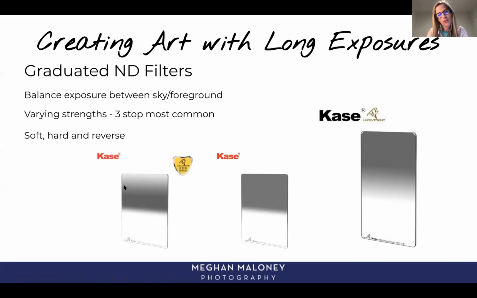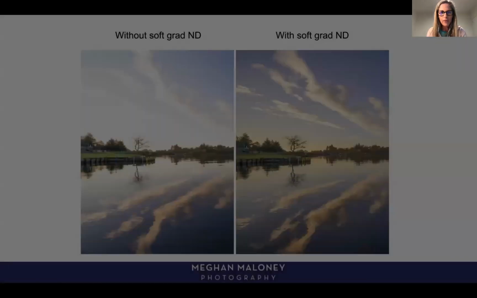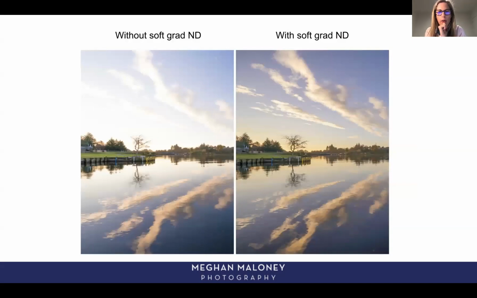And then a reverse grad, well, that basically to me is only really useful at about the point where the sun is hitting the horizon, because that's when the sun will be in this part of your shot, but your sky is starting to get darker, and so that lightens up the top. But for me, I think the soft grads are definitely the most useful. And so here's an example of shooting with and without.